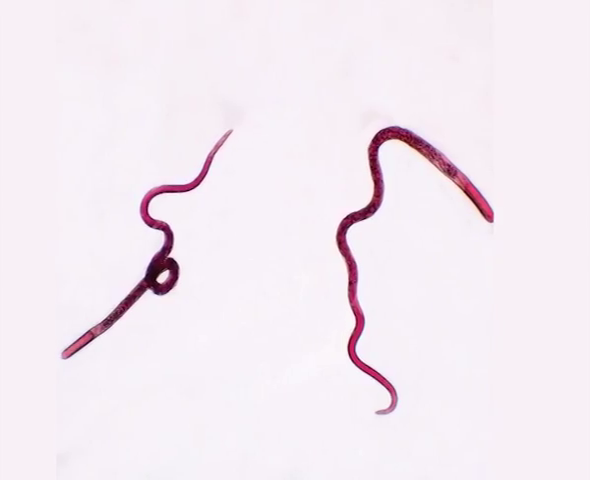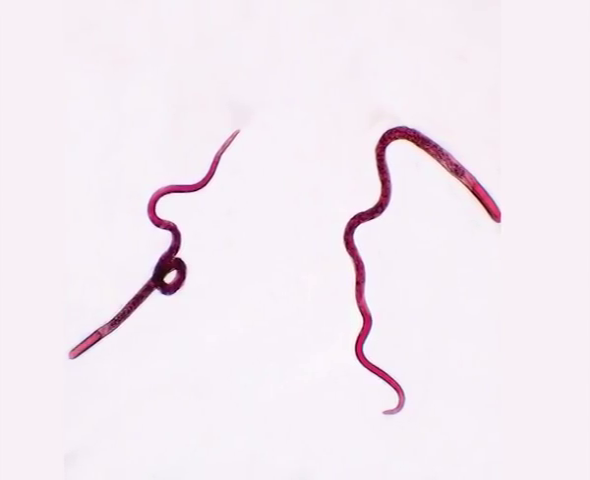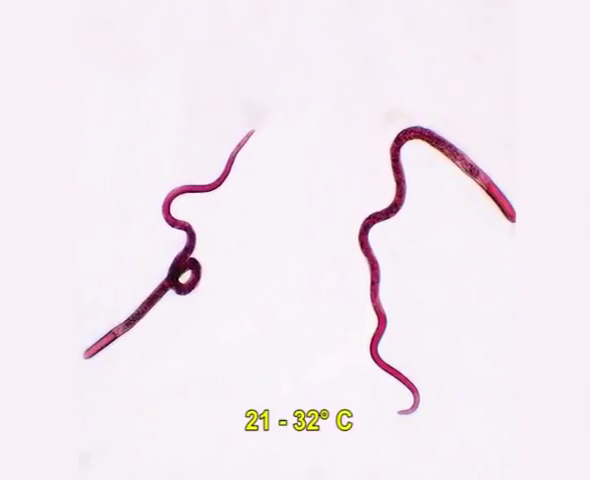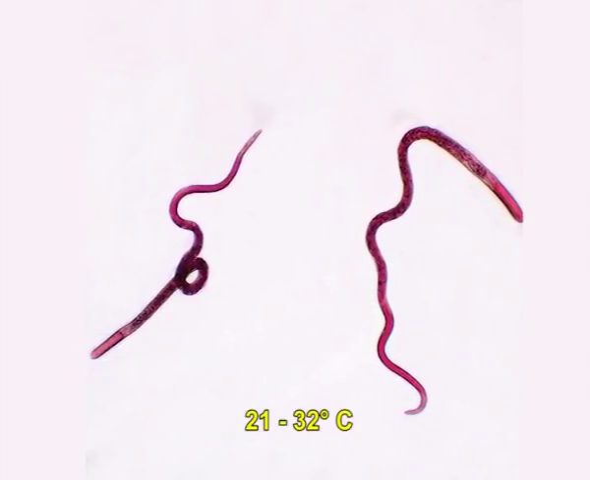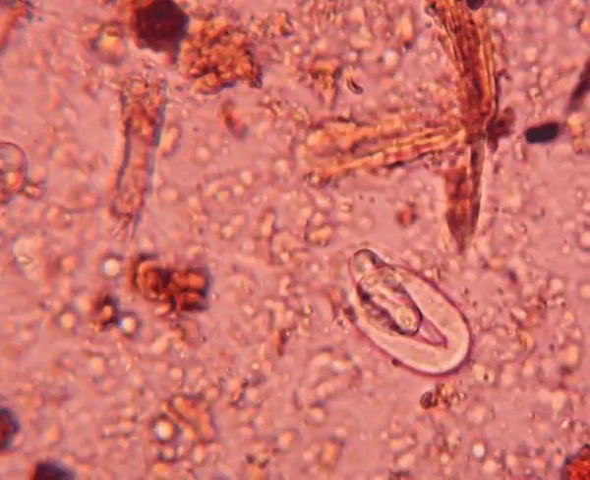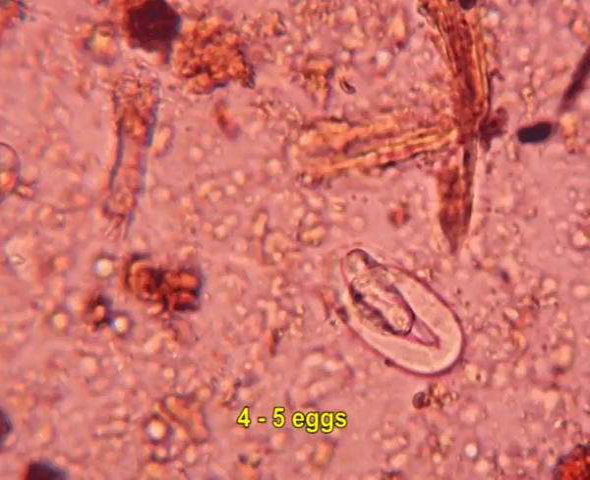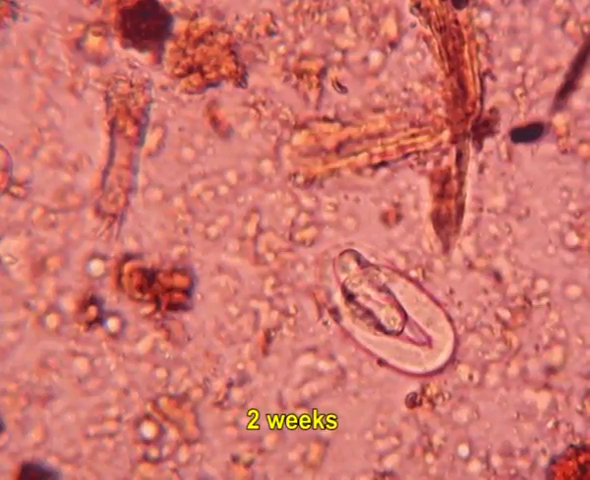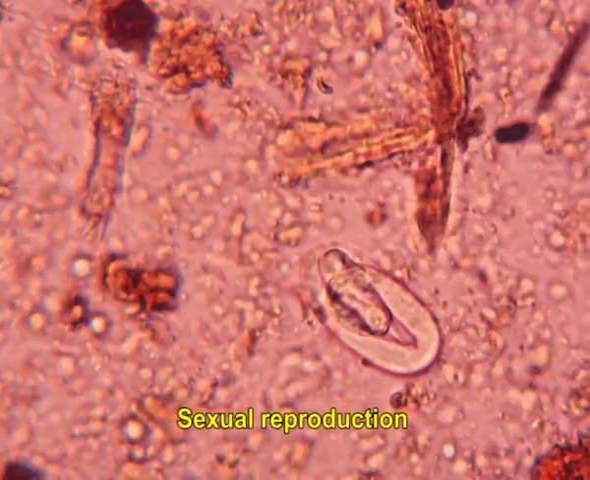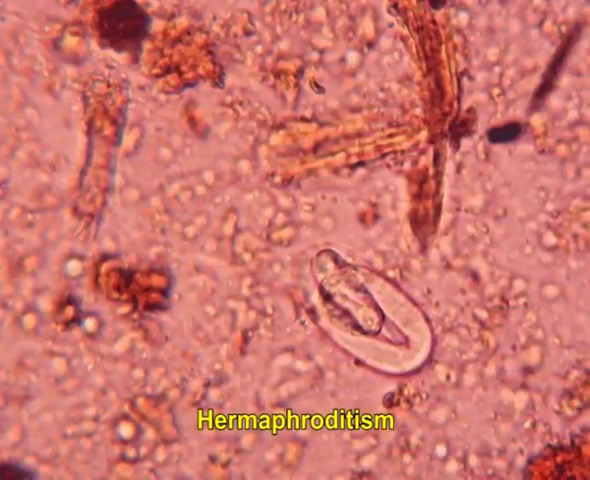The nematode completes its life cycle within 24 to 30 days at a temperature range of 21 to 32 degrees Celsius. Females lay eggs within infested tissues, with an average of 4 to 5 eggs for 2 weeks, that are produced through either sexual reproduction with males or by hermaphroditism.